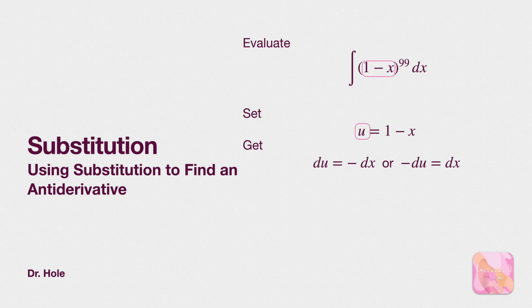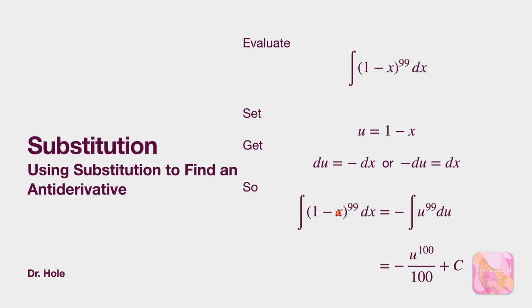So again, we're going to swap out 1 minus x with the new variable u. And then on the differential dx, we're going to swap that out with negative du. Let's go ahead and do that. So here's the original integral. And then thanks to the change of variables, here's a new integral written out in the variable u.